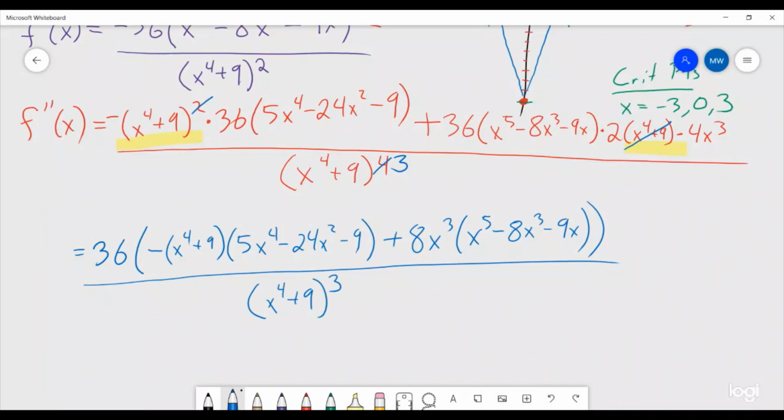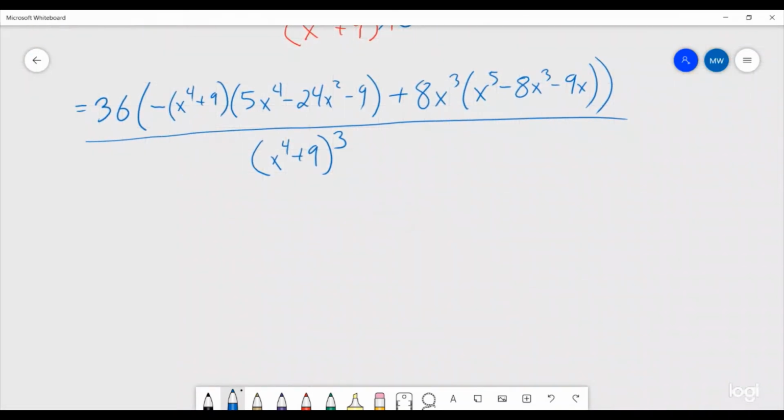Okay, let's go through and see if we can combine some terms. It's not going to be very pretty, but we're going to have to do it. So we got 36 over the x to the 4th plus 9 cubed. That's never 0, so let's leave that be for a moment. Then let's distribute all of these terms through. So we got all of those that we got to deal with.